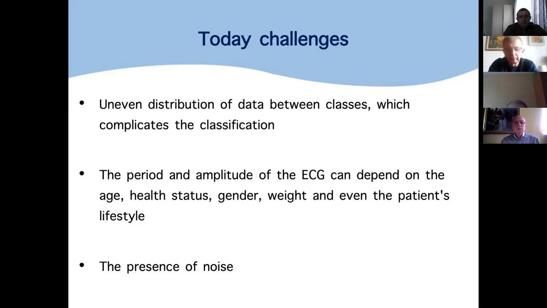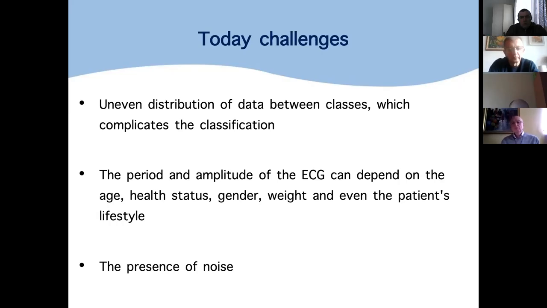The first of them is the uneven distribution of data between classes, which complicates the classification. We have about 90% normal EKG, and the others are some abnormalities. The next problem is that the period and amplitude of the electrocardiogram can depend on age, health status, gender, weight, and even the patient's lifestyle. So it can be different in all people. Each of you has a different electrocardiogram, and that is why it's hard to create a template for all of them.